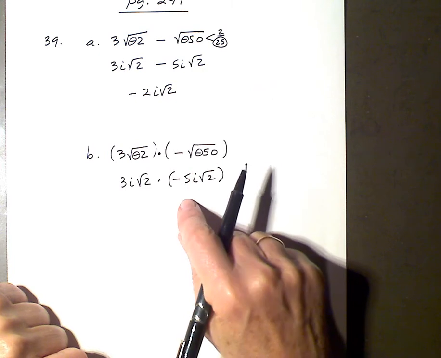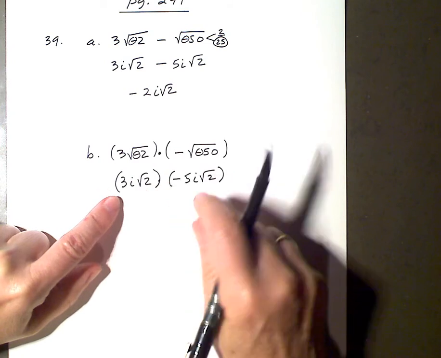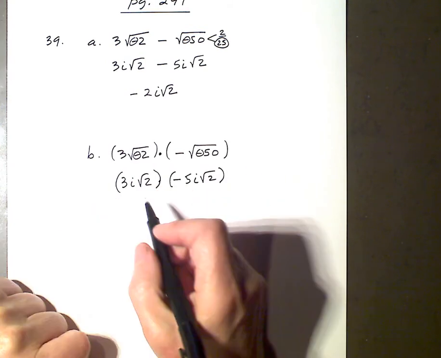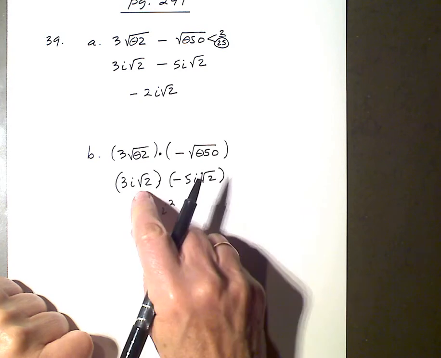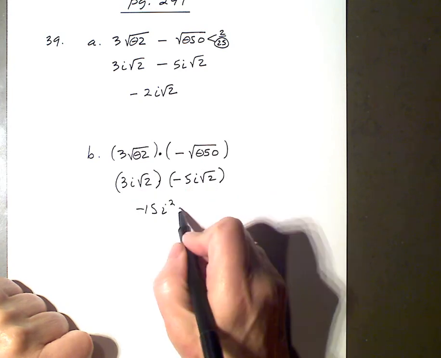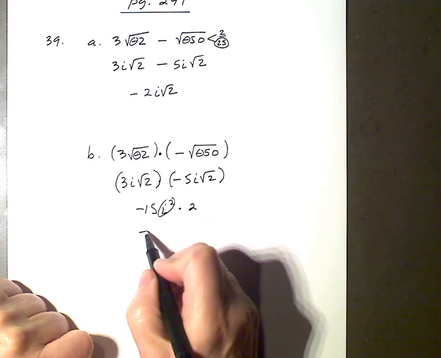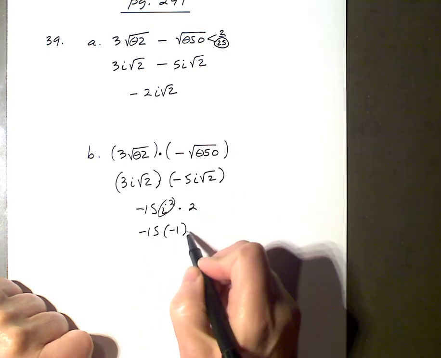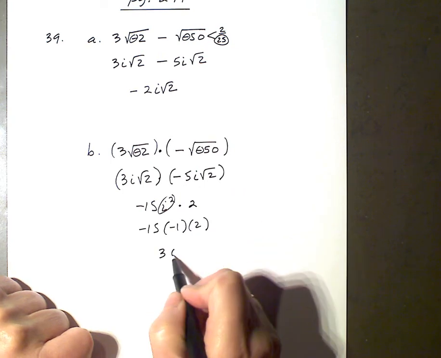So when I multiply these together, if I look at this, I'll go like so. I have a 3 times a negative 5, or a negative 15. i times i is i squared, and the square root of 2 times the square root of 2 by definition is 2. So that's a negative 1. So I have negative 15 times negative 1 times 2. So this is a positive 30. And that's it.